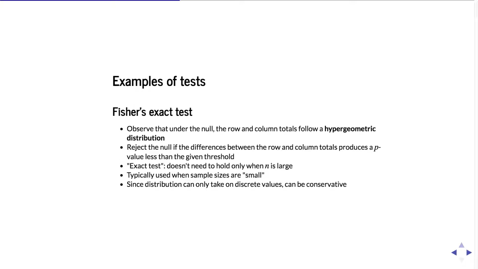One thing I do understand is that it can be conservative because the distribution can only take on discrete values. So if you want a certain level of significance, you may not be able to actually get that empirically given the constraints of n and the other things in your M1 and M2. So you might actually be working at a lower significance level. But in general, this is a thing that you could use.